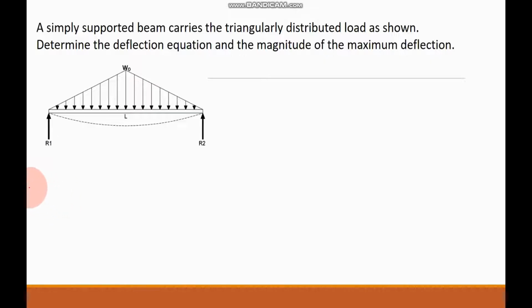So, by taking the summation of moment at R2 is equal to 0, we have R1 multiplied by L minus 1/2. So, itong area muna to, 1/2 W multiplied by L all over 2. Moment arm is 1/3 of L all over 2 plus L all over 2.